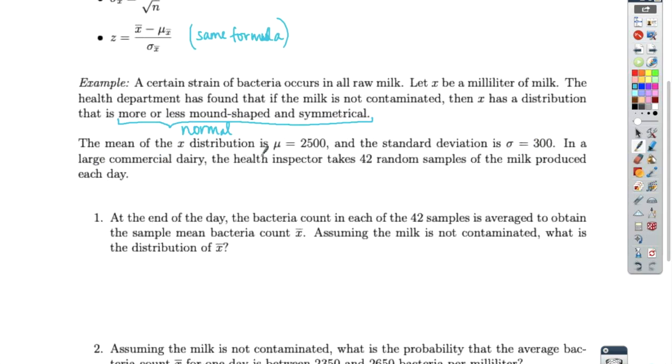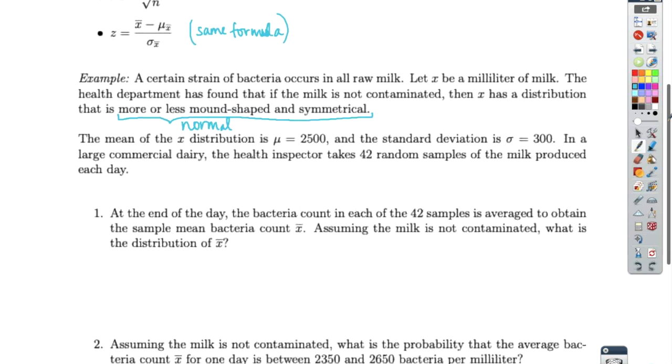In a large commercial dairy, the health inspector takes 42 random samples of the milk produced each day. At the end of the day, the bacteria count in each of the 42 samples is averaged to obtain the sample mean bacteria count, x bar. Assuming the milk is not contaminated, what is the distribution of x bar?